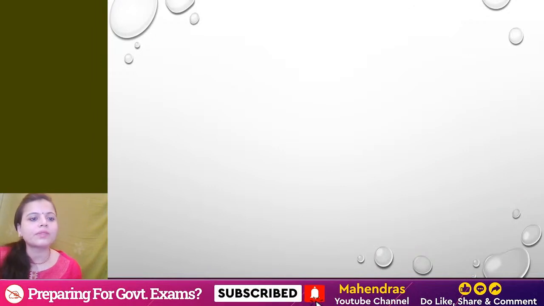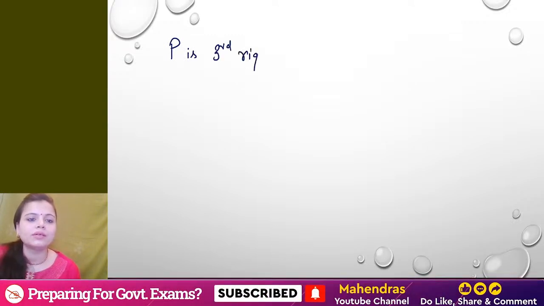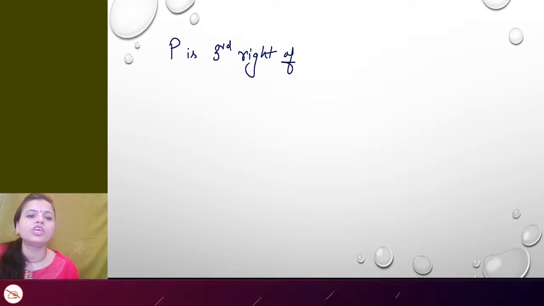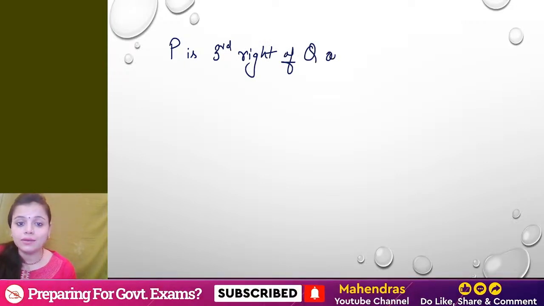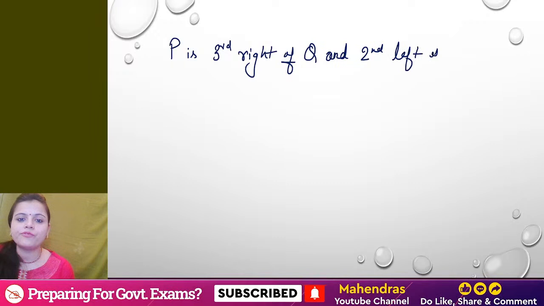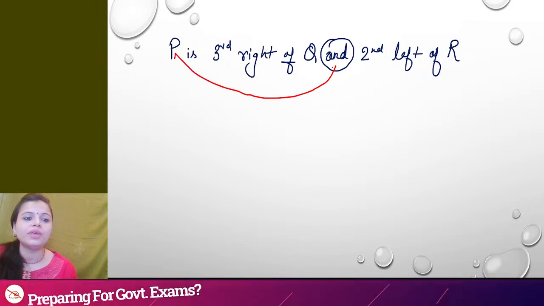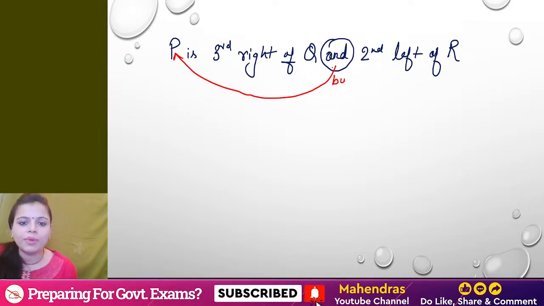Next, if I'm saying P is third right of Q and second left of R, can you tell me this 'and' represents which person, P or Q? This 'and' means P. I've already told you 'and', 'but', 'is', these three words represent the first person.